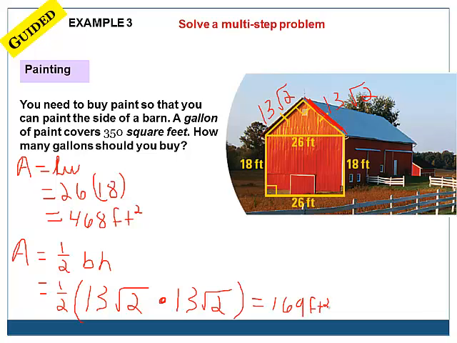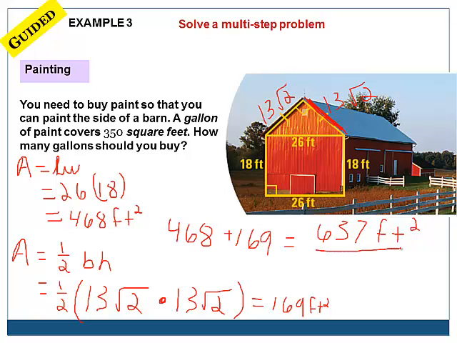But we're not done. We need to find out how many gallons of paint we should buy. So we have the area of our rectangle and we have the area of our triangle. So now we need to find the entire area of the region. So now we will add both the area of our triangle to the area of our rectangle. So if we were to add 468 plus 169, that'll give us 637 feet squared.